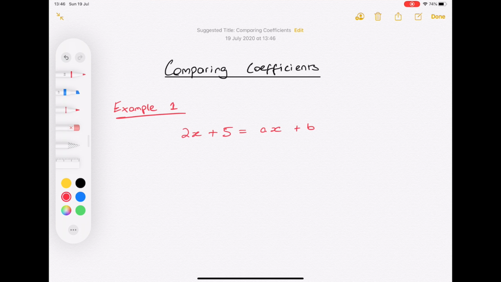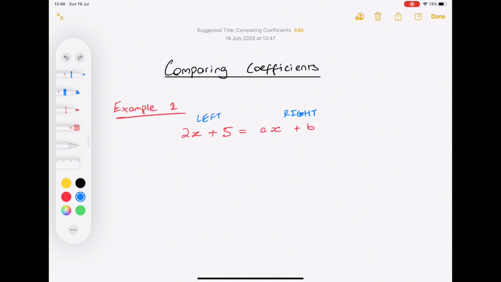Alright guys, so here's our easy example, or a simple example. I don't want to be harsh to anyone. The reason why this is a simple example is because we don't have many terms here to start with, and we don't have many types of terms. For example, we only have an x term and a constant term on each side. So here's our x term, here's our constant term, here's our x term, here's our constant term. So not much really to compare.